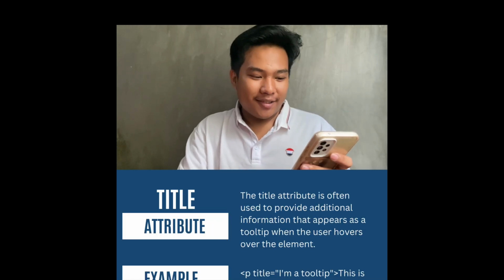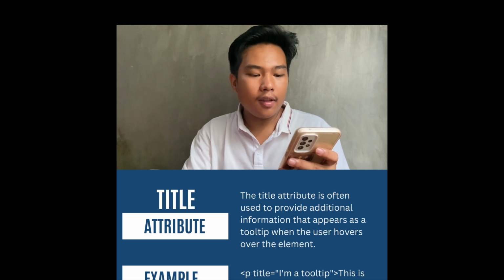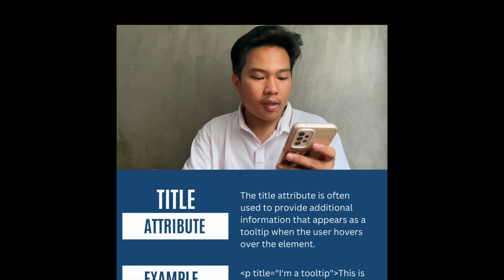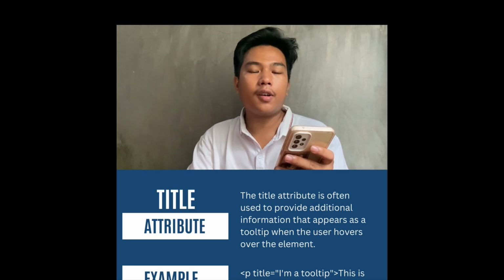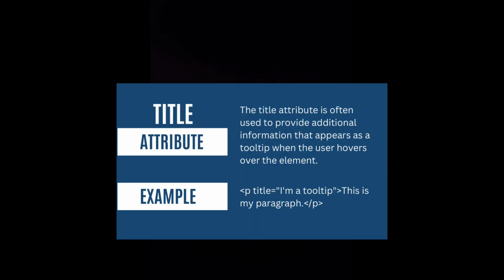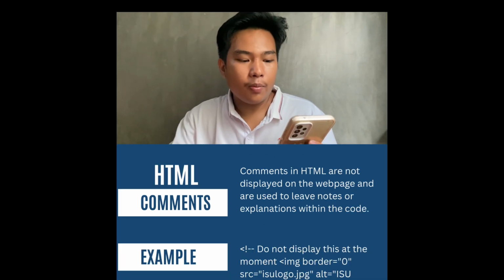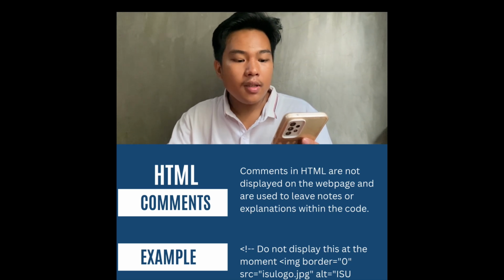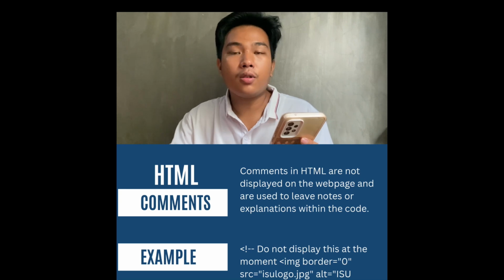Title attribute. The title attribute is often used to provide additional information that appears as a tooltip when the user hovers over the element. Example: <p title="I'm a tooltip">This is my paragraph</p>.